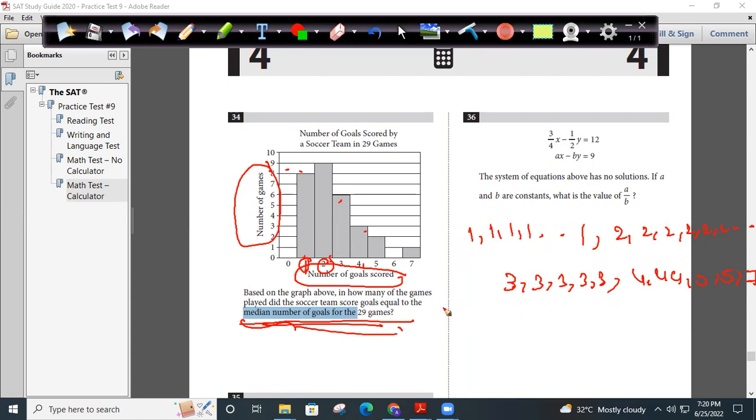So what is the middlemost value? There are 29 games. I'll teach you how to find the middle value. I know the middle value according to this should be 2.